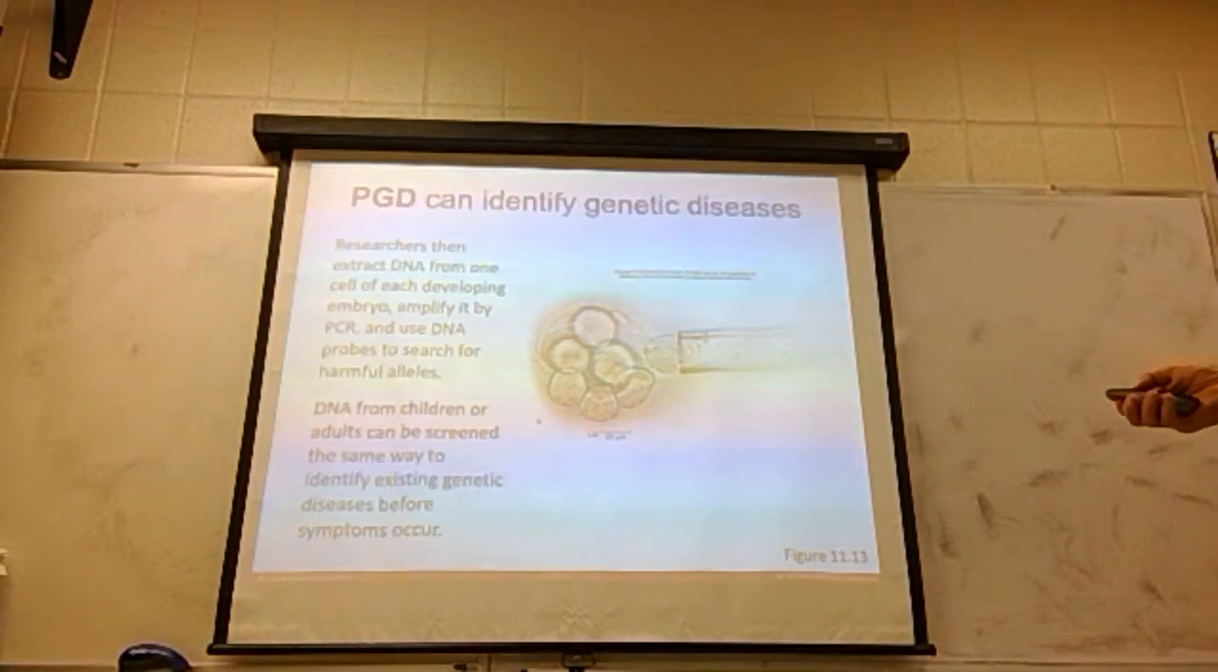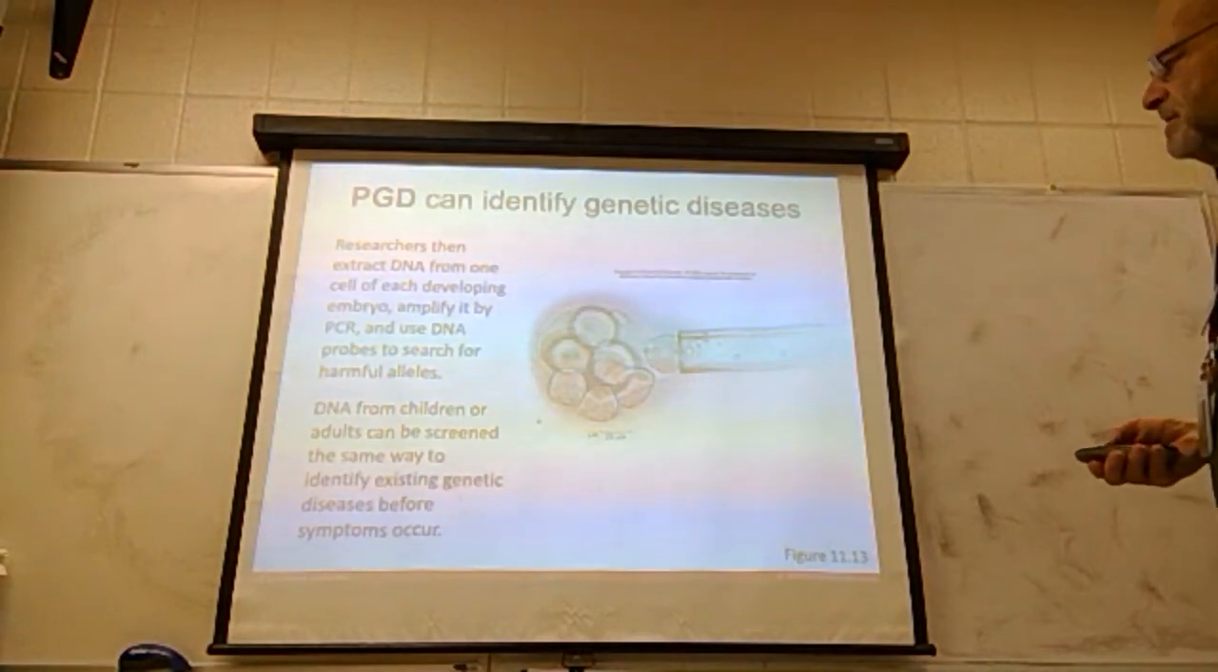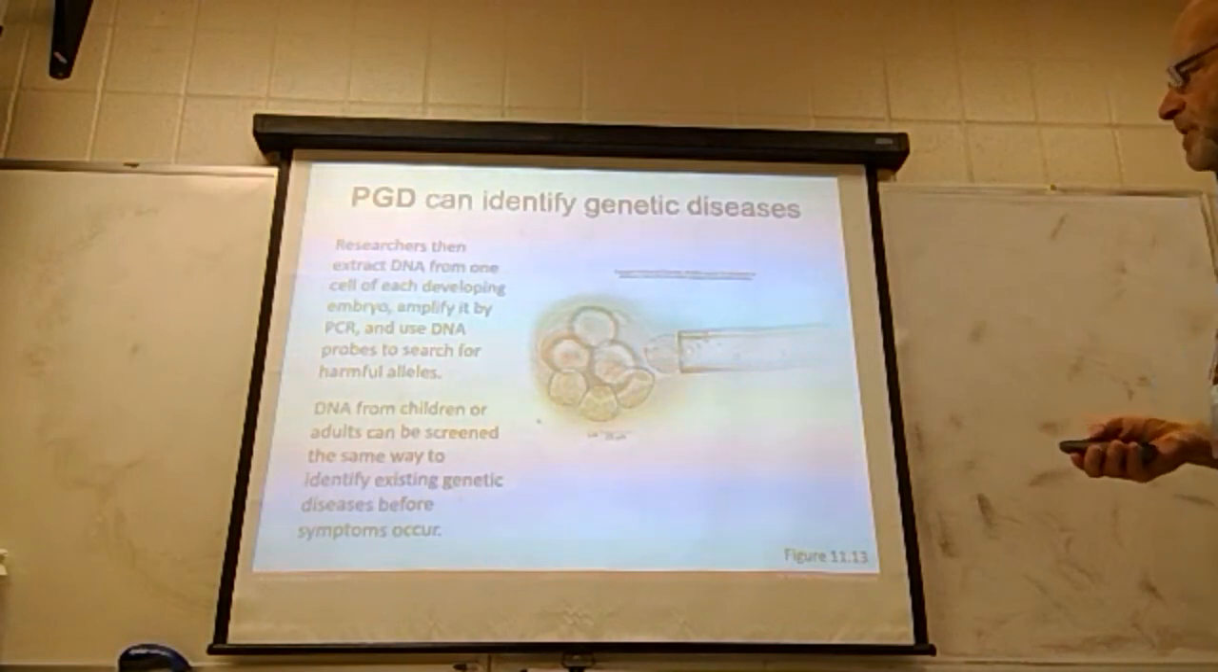Then the researchers extract one of those eggs. They extract the DNA. They use DNA probes to search for harmful alleles. And DNA from children to adults can be screened in the same way to identify existing genetic diseases before symptoms occur.